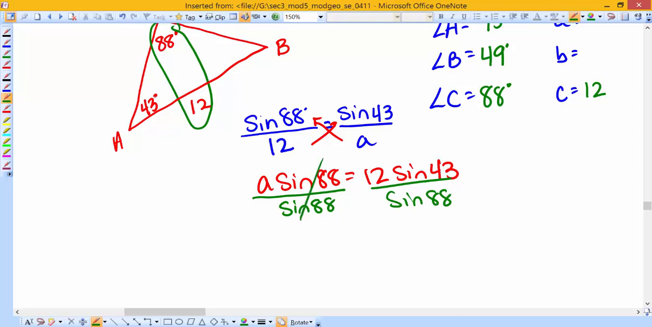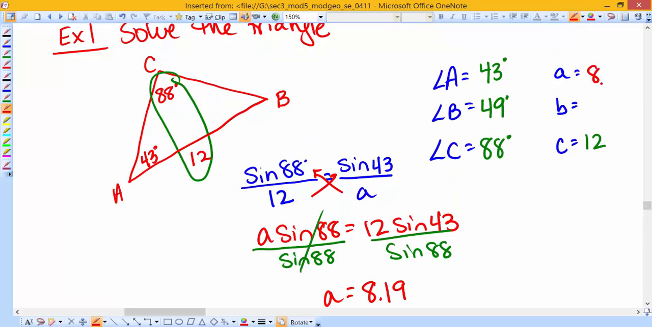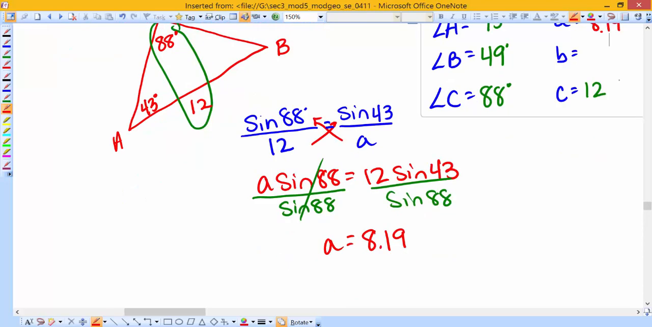So now I can plug into my calculator. In my calculator, I'm going to do, and don't forget to check your mode, 12 sine of 43, and then I'm going to divide by the sine of 88. So side A is 8.19. So now I have A, and I'm going to go up here and write that down, 8.19.